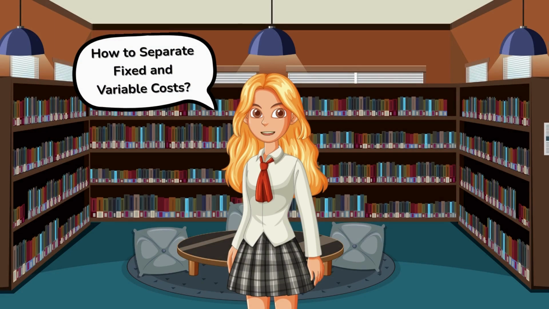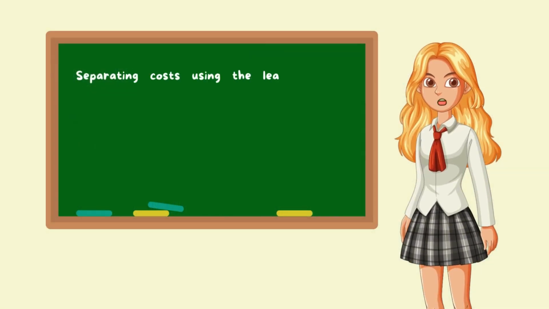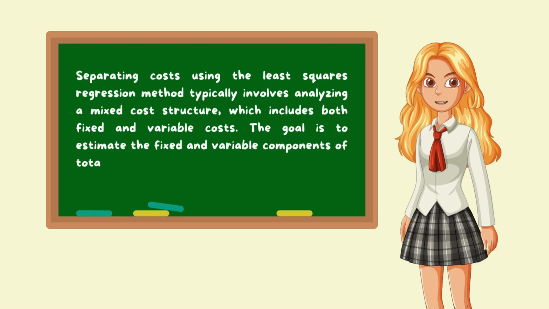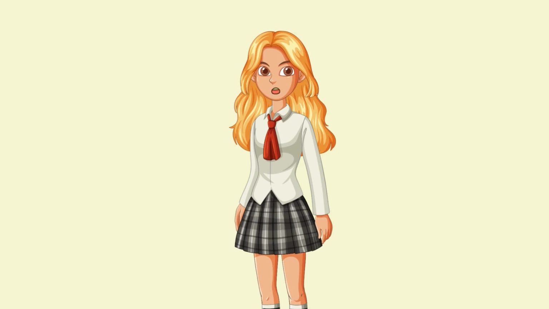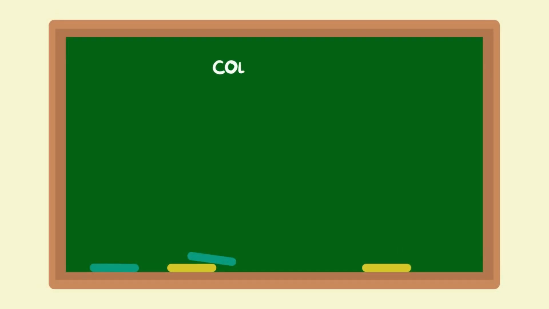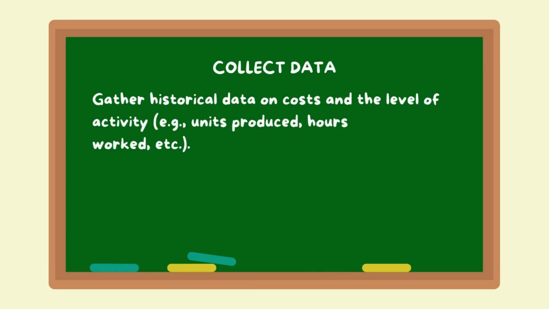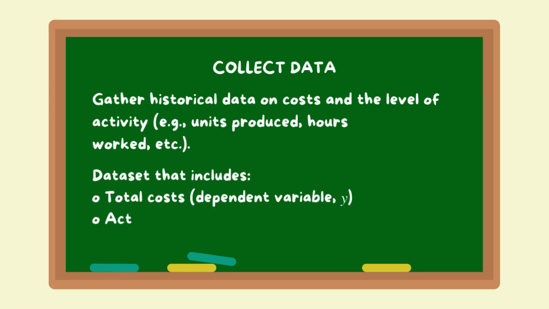How to separate fixed and variable costs. Separating costs using the least squares regression method typically involves analyzing a mixed cost structure, which includes both fixed and variable costs. The goal is to estimate the fixed and variable components of total costs based on historical data. Here's a step-by-step guide on how to do this. Step 1. Collect data. Gather historical data on costs and the level of activity, for example, units produced, worked hours, etc. You should have a data set that includes total costs, dependent variable Y, and activity levels, independent variable X.